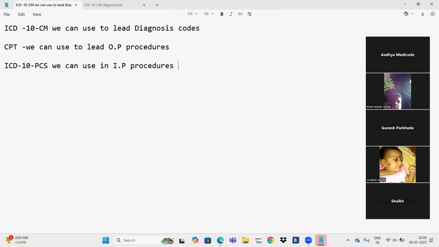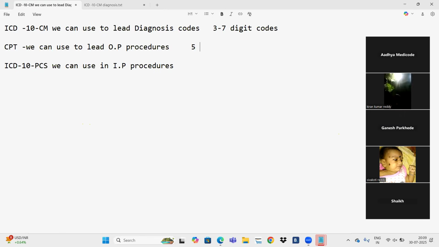Okay, so simple. If they did the procedure in the outpatient setting, you need to go with CPT codes. If they did the procedure in the inpatient setting, we can use ICD-10 PCS codes. For the diagnosis or disease, either inpatient or outpatient, only use ICD-10 CM codes. Okay? Now, ICD-10 CM codes are 3 to 7 digit codes, which means some codes have 3 digits, some 4, 5, 6, 7.